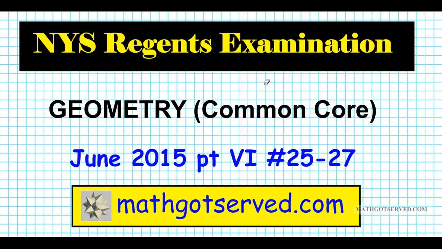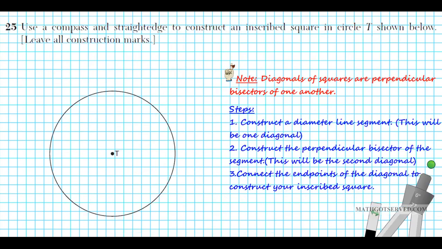In this clip, we're going to be going over problems 25 to 27 of the Geometry Common Core New York Regents exam for June 2015. All right, let's take a look at problem 25. It reads, use a compass and a straight edge to construct an inscribed square in circle T shown below. Show all construction marks.